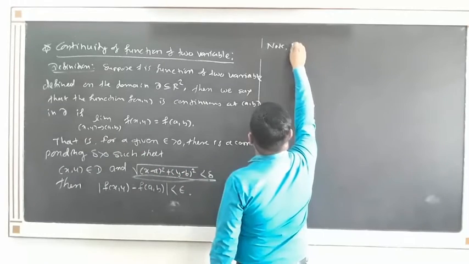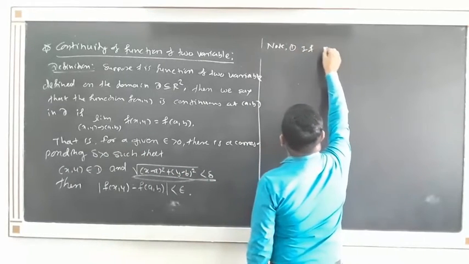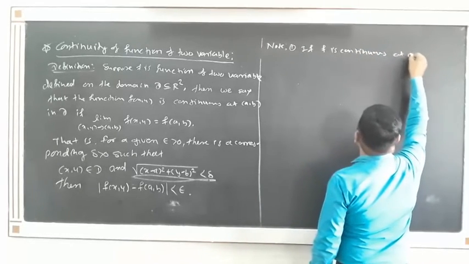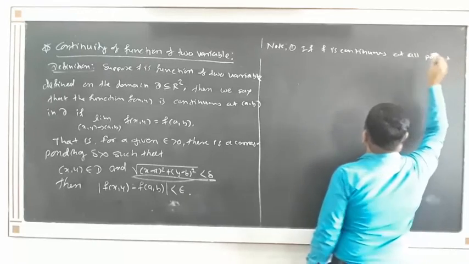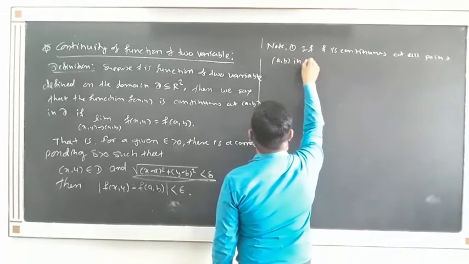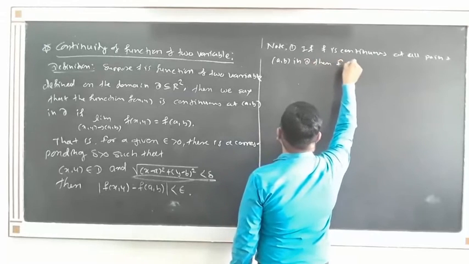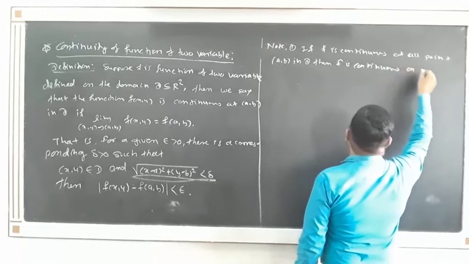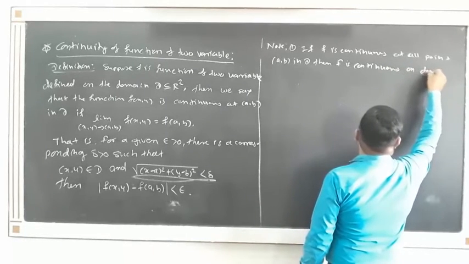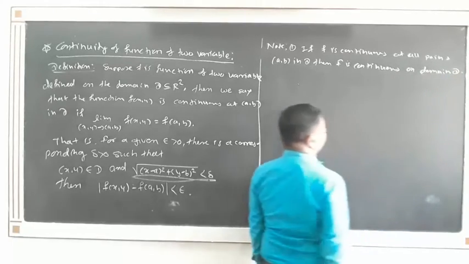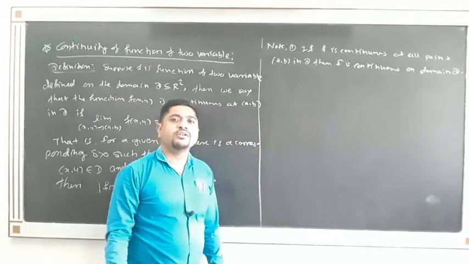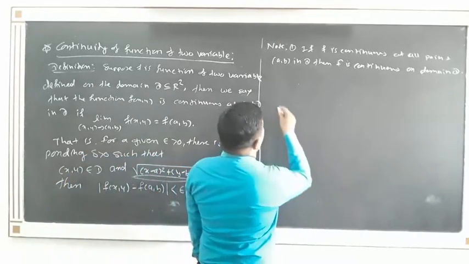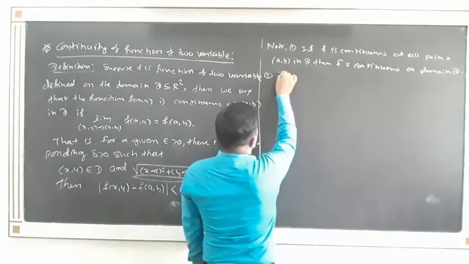Note, if f is continuous at all points (a, b) in D, then f is continuous on the domain D. That is, if it is continuous at all points in D, then we say that f is continuous on the domain D.